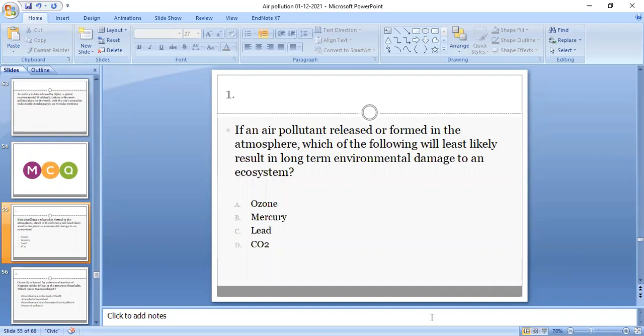Lead. Carbon dioxide is the right option. Ozone is the main constituent of smoke, and it causes various health hazards like the mercury and lead. These also cause health hazards, like lead causes neurological symptoms in children, while CO2 is less harmful as compared to these air pollutants.